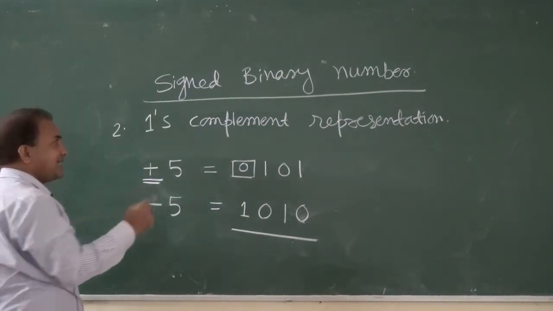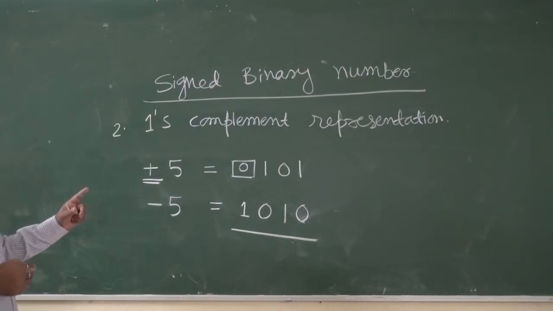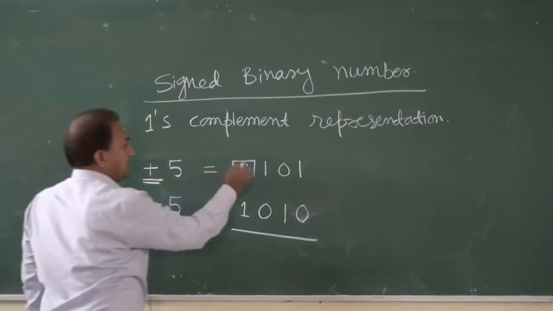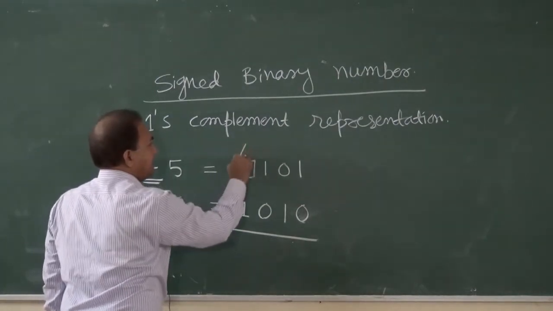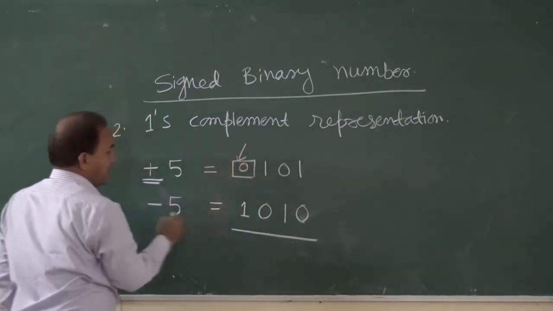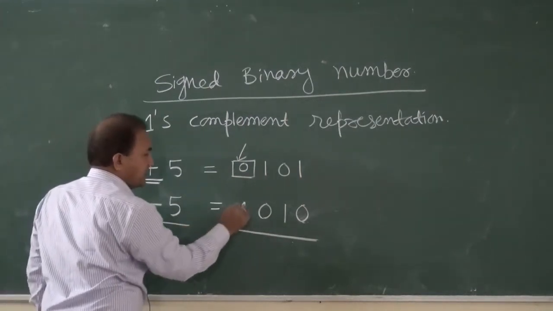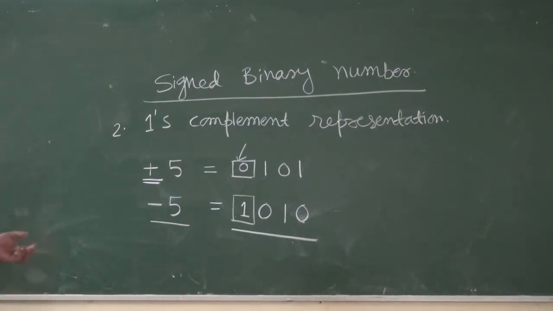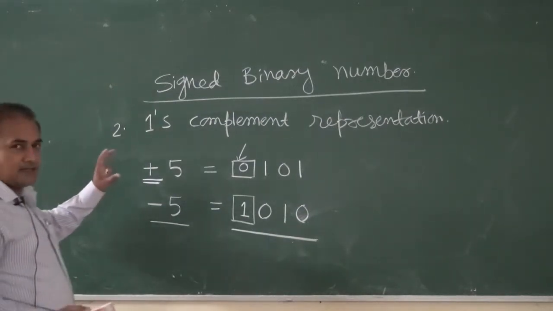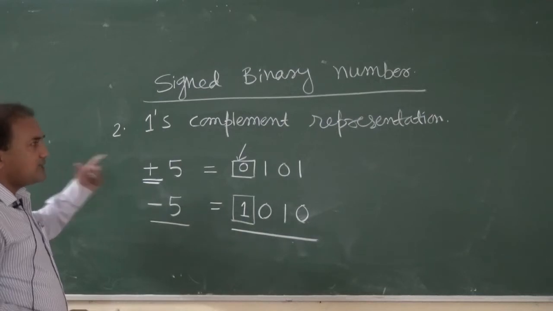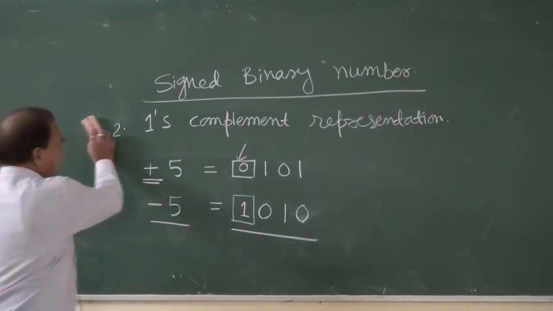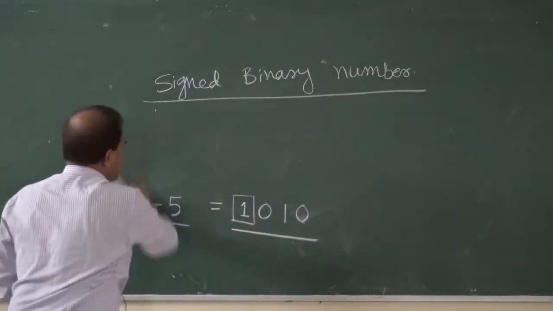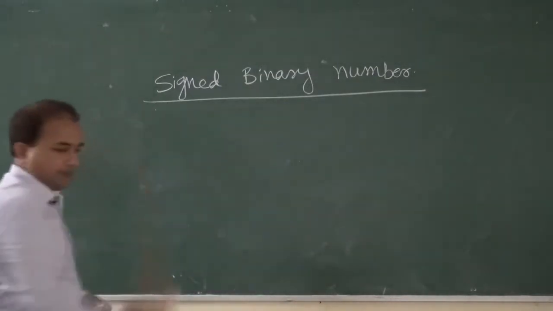So you can see that in one's complement representation also, for a positive number the most significant bit is 0, and for a negative number the most significant bit is again 1. Okay, in this manner you can represent any signed number by using one's complement representation. Similarly, for 2's complement representation, how you can do?